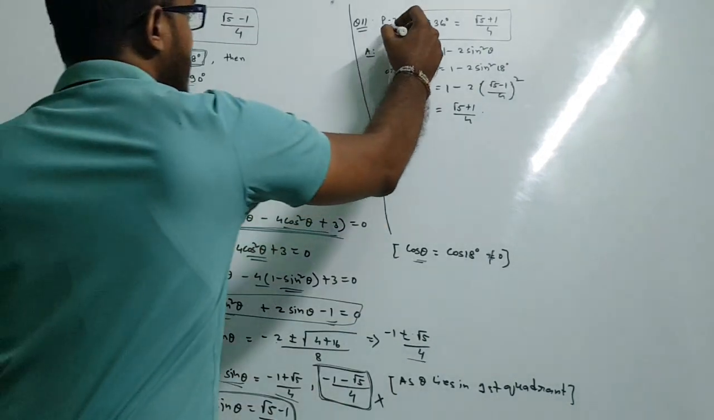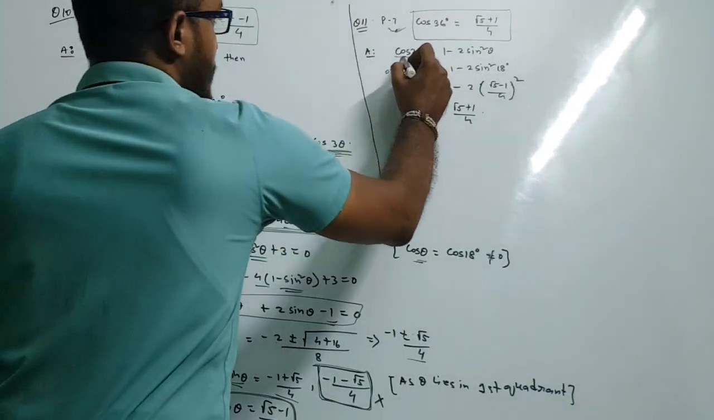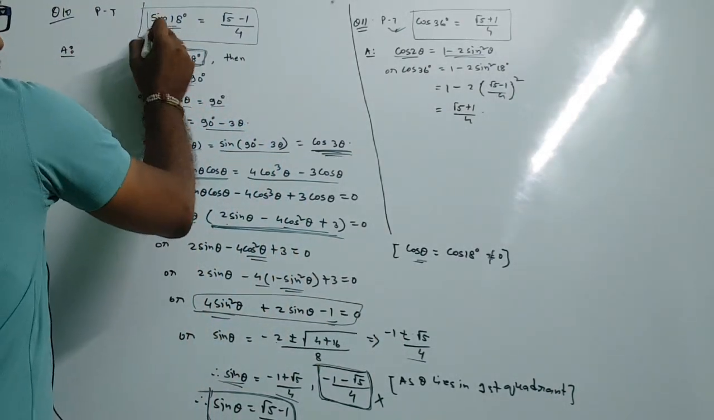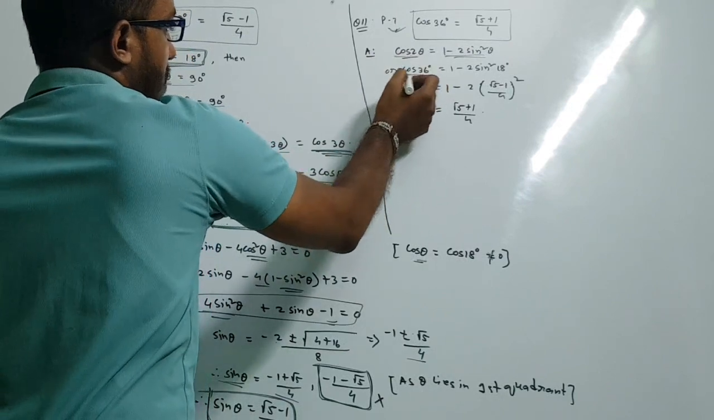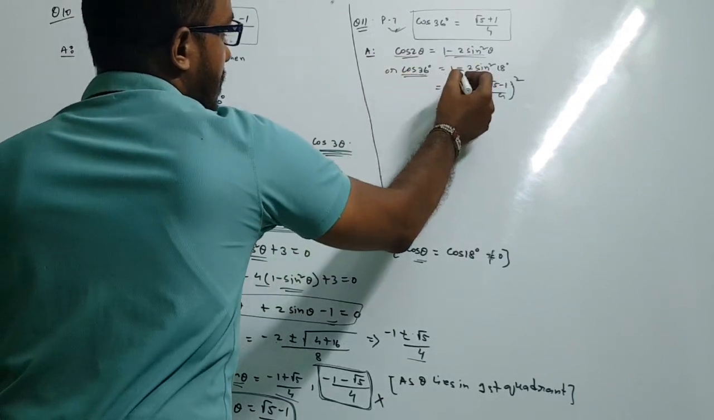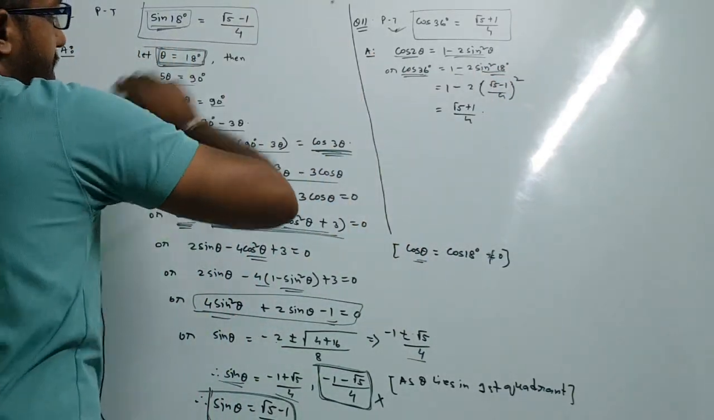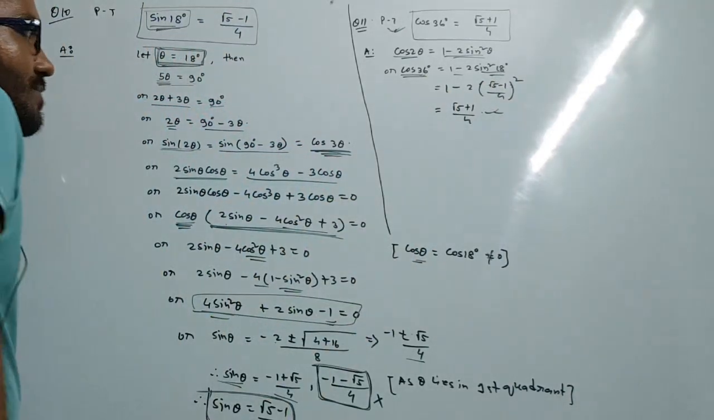In the same manner, if you have to prove cos 36 degree, we know cos 2 theta is 1 minus 2 sin square theta. We already know the sin 18 degree value. So if you put theta equals 18 degree, you will get cos 36 degree equals 1 minus 2 sin square 18 degree. Put the value of sin 18 degree, square and simplify, and you will get root 5 plus 1 by 4.